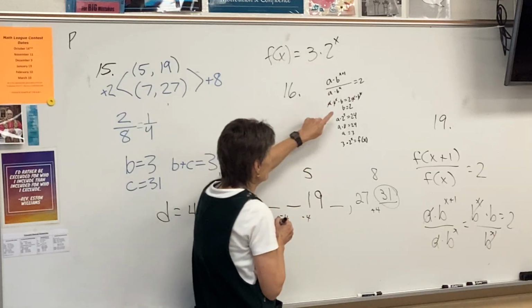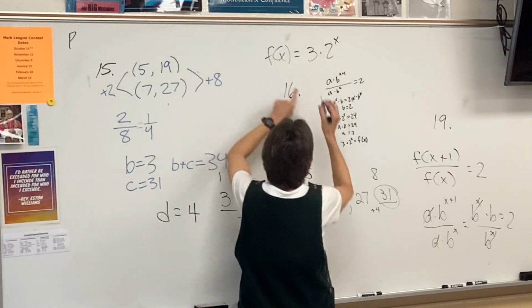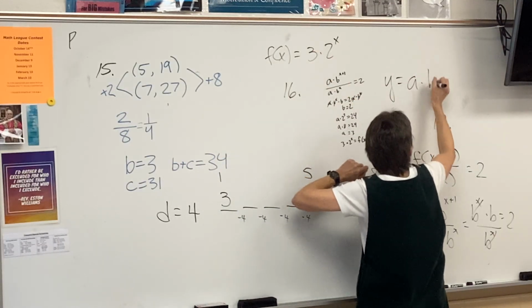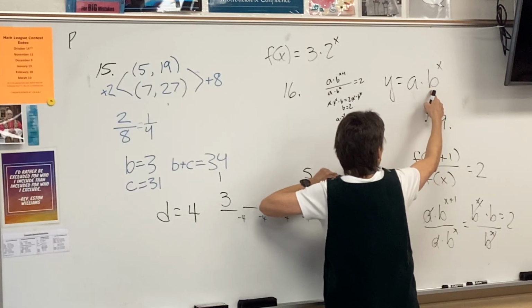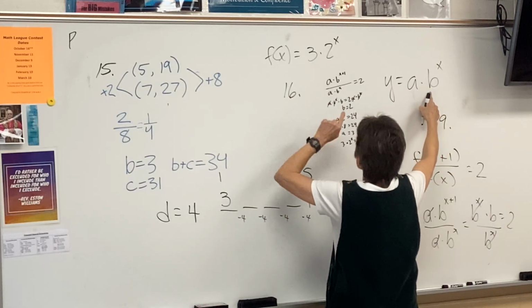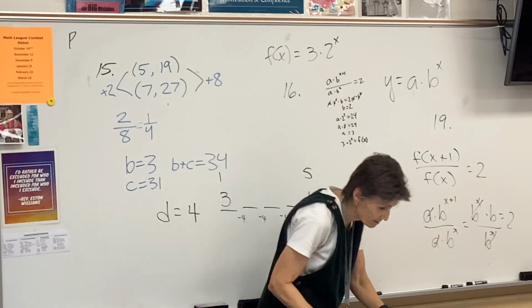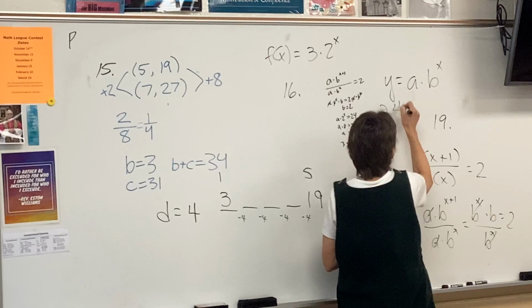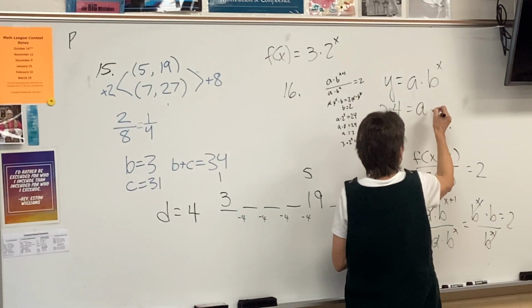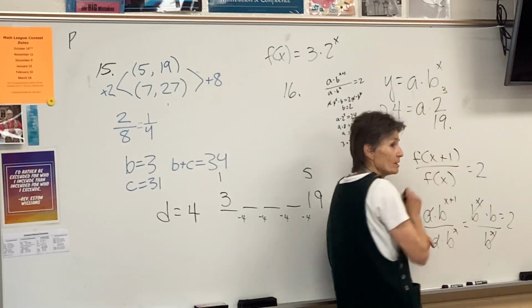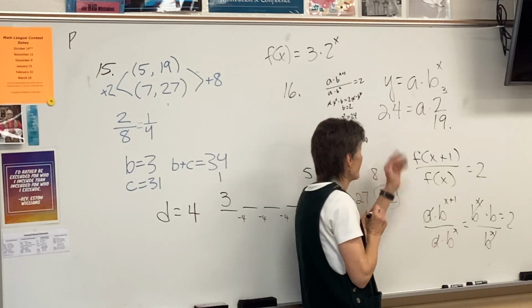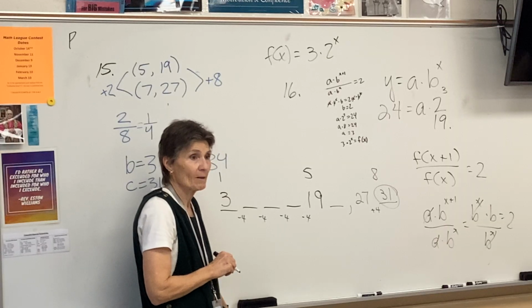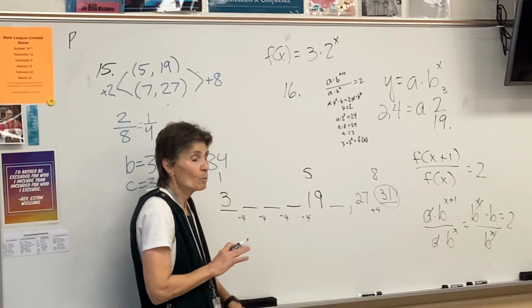And then once he knew that b was 2, he put 2 in here. And then he plugged in his other point, which was 3, 24. So 24 equals a times 2 to the third. And so a was 3. Nicely done. Anybody have a question about that? Don't let the way it looks scare you.